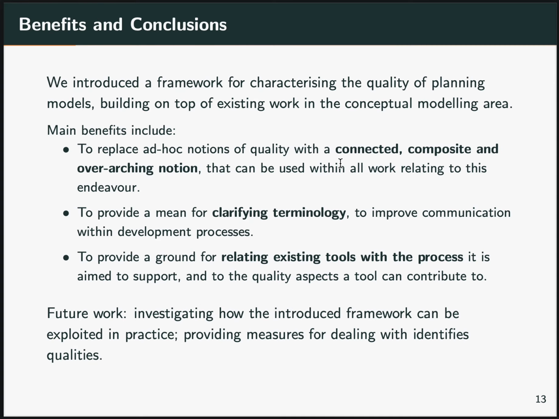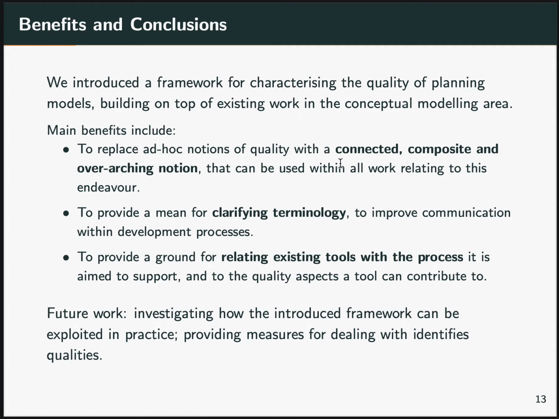So what we have done in this work is introduce a framework for characterizing the quality of planning models, building on top of existing work in the conceptual modeling area. One thing that I didn't show in this presentation, but it's present in the paper and it's actually a significant contribution of the work, is that we applied our framework and the quality notions in order to check how existing knowledge engineering tools are supporting the knowledge engineering process. And we have found out that there is a lack of support, but of course you can find more about that in the paper.